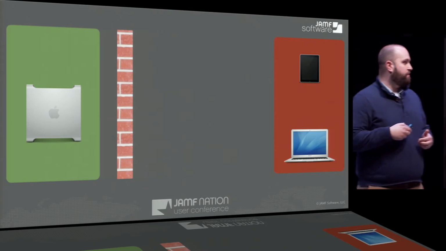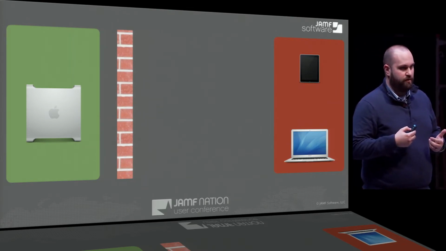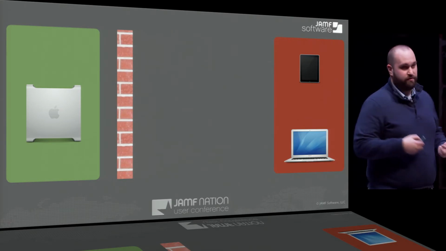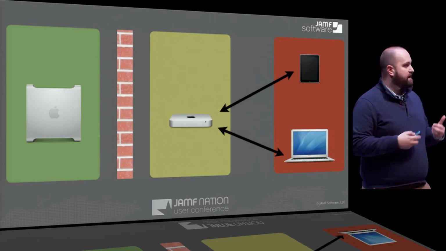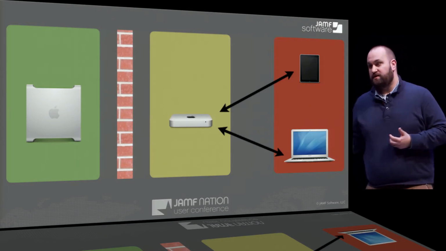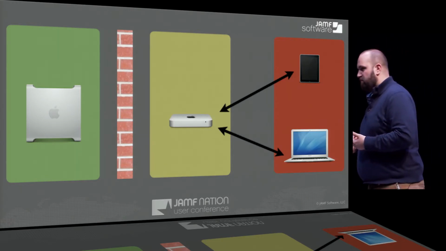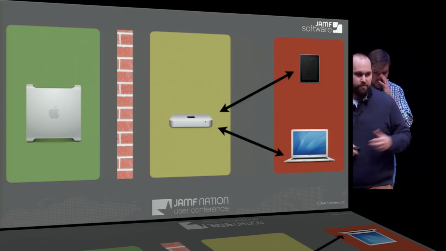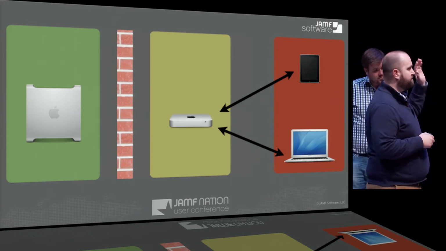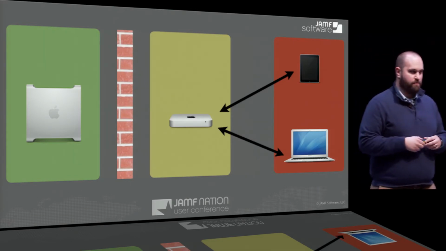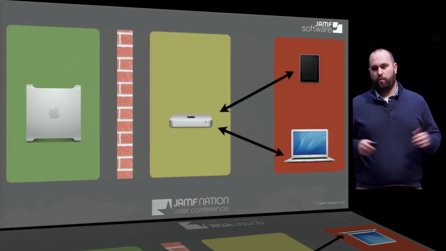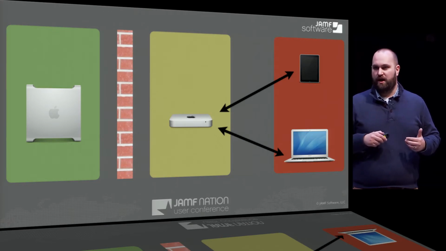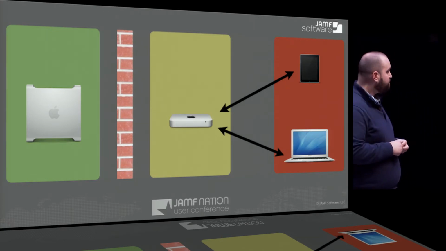So the way that we're going to examine getting around this or dealing with this sort of situation is by introducing a second server in the DMZ. The yellow is going to be representing our DMZ here. So we're going to place a second server. In this case, we used a Mac Mini as our visual representation. This could be a virtual machine. It could be whatever you want, as long as it can host a JSS.